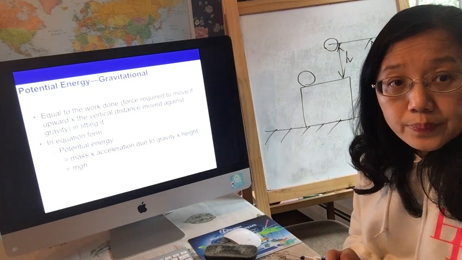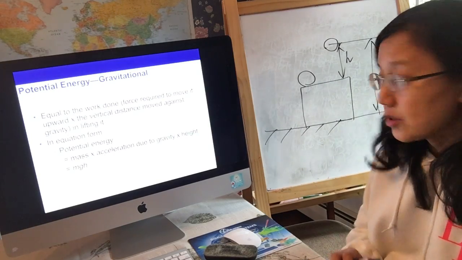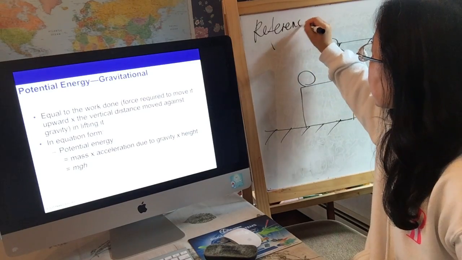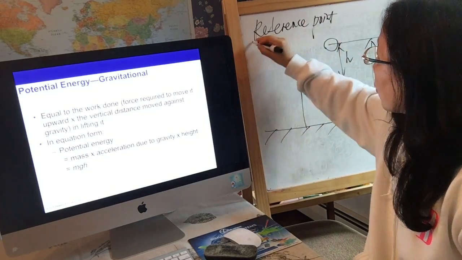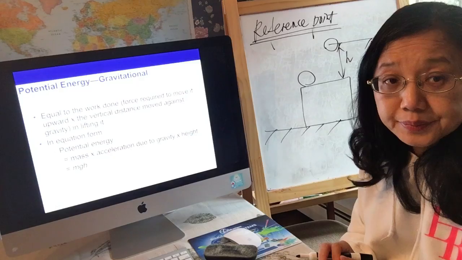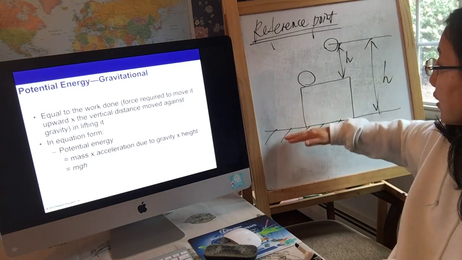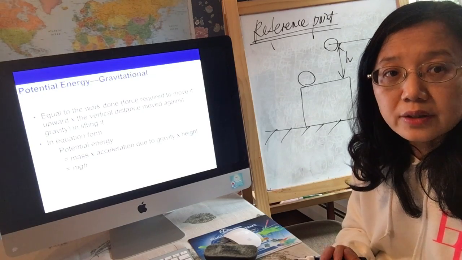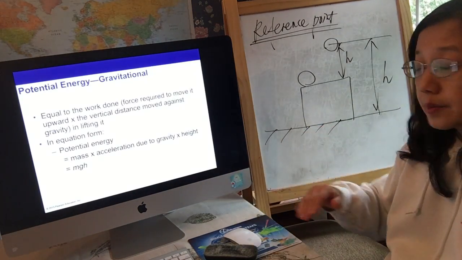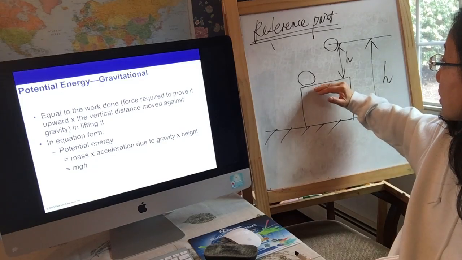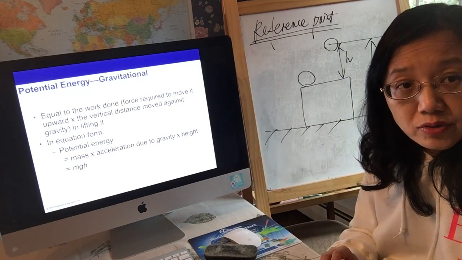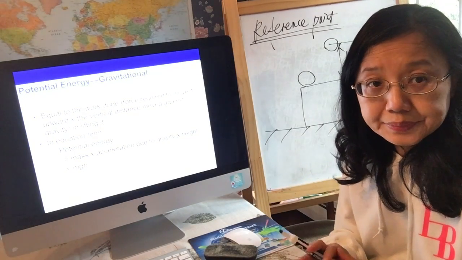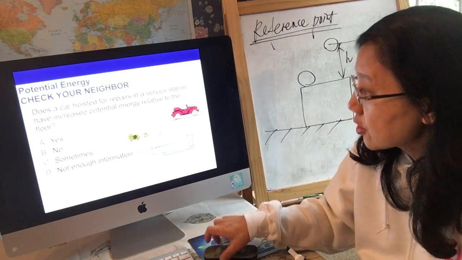So when we talk about height and potential energy, we need to ask ourselves, what is the reference point? Where do we start to measure the height? If you measure the height from the ground, then that's your reference point, and you measure all the heights starting from the ground. If you want to use the tabletop as a reference, you can do that as well, but then you have to measure all the heights from the tabletop. That's one thing you need to pay attention to.